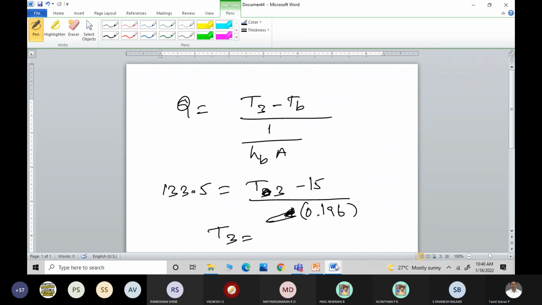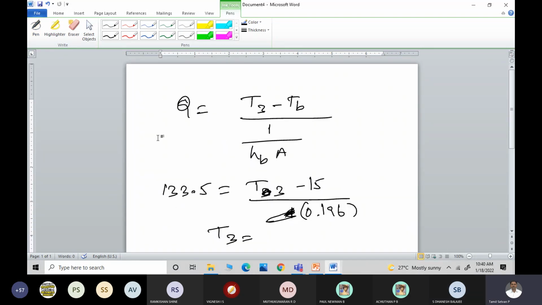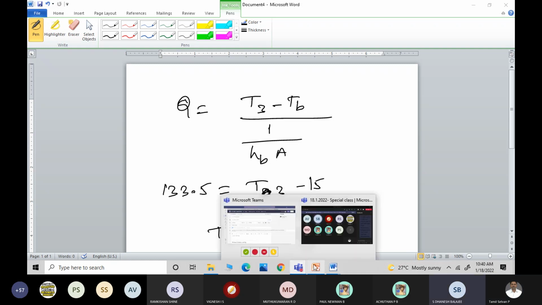Yes, sir. Same. 41.23. Small minor decimal values may differ, depending on whether you take 0.19 or 0.196, but the final answer is 41.23. So don't worry. Whichever is easier and more convenient for you, you can do. Okay, students.